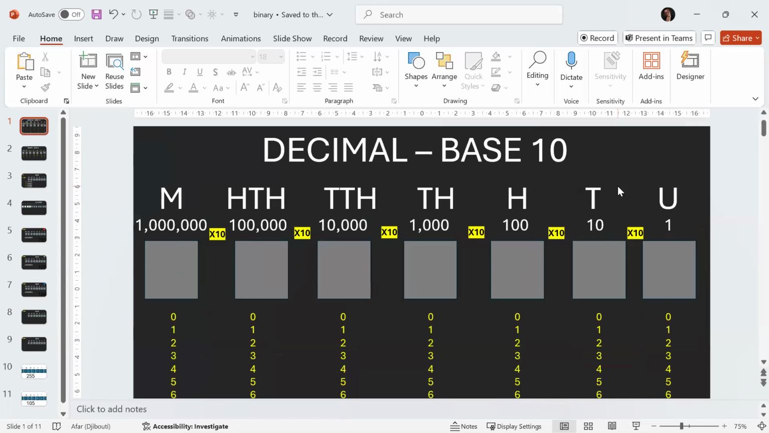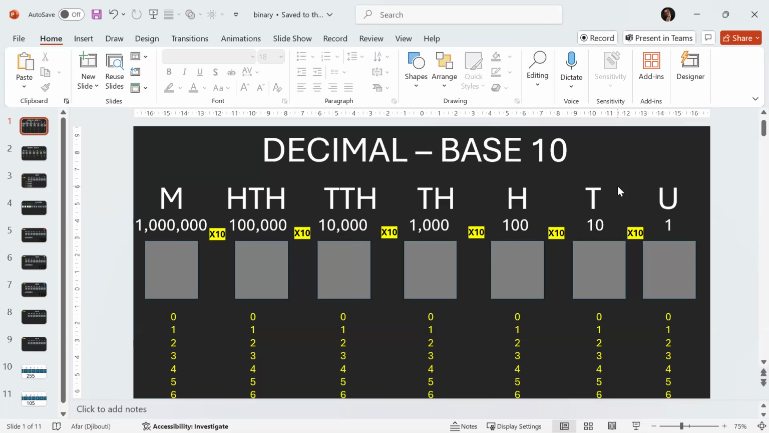Because decimal is called base 10, each box in the decimal stands for something. You start from the right-hand side, you have U, which is units, and then from units you go to tens, from tens you go to hundreds, from hundreds to thousands. What it means is that any number you put in the first box will be multiplied by 1. Any number you put in the second one will be multiplied by 10. Any number you put in the third one will be multiplied by 100. Of course, we all understand this in normal parlance.